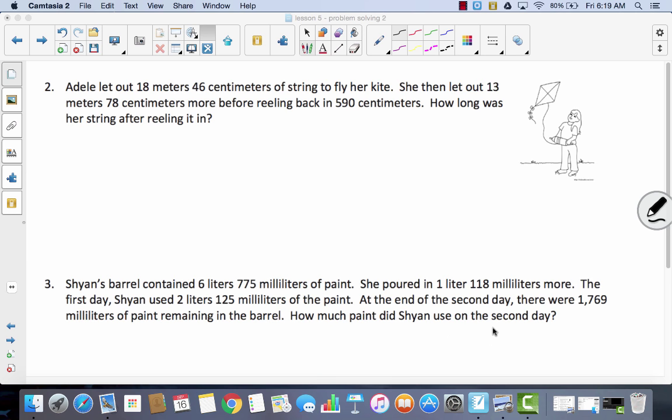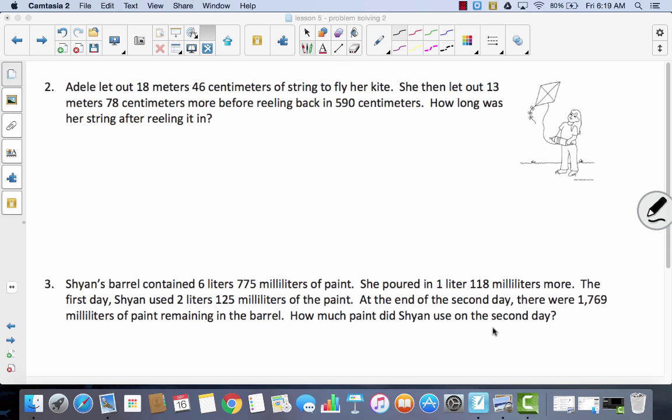All right, let's look at our second problem. Adele let out 18 meters and 46 centimeters of string to fly her kite. She then let out 13 meters, 78 centimeters more before reeling back in 590 centimeters. How long was her string after reeling it in?